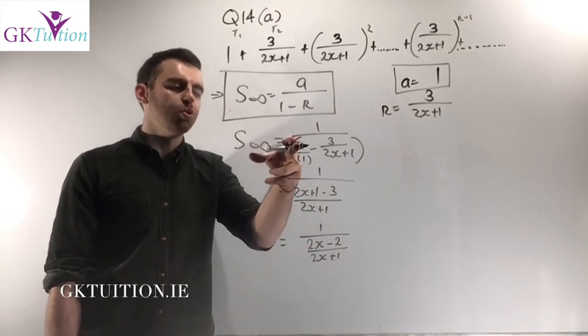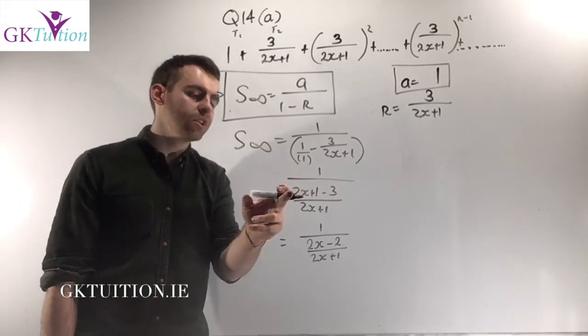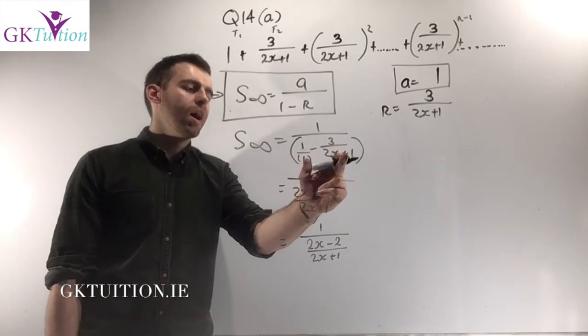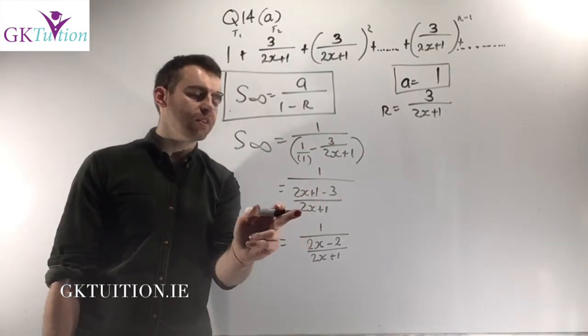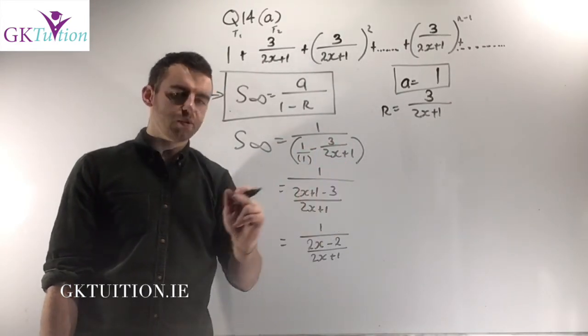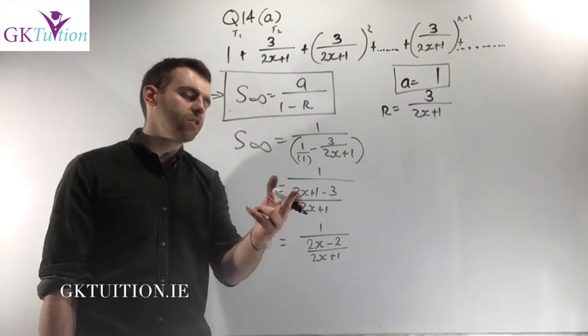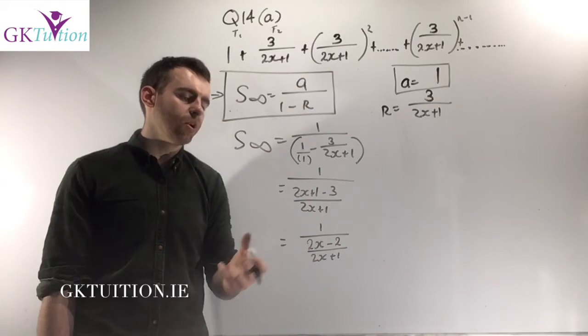So it's 2x plus 1 times the top of the fraction, which leaves me with 2x plus 1. And then I've got a minus in between them, and the bottom of this fraction divides into the common denominator once, so I'm just left with a minus 3. If I simplify that down, I get 2x plus 1 minus 3 is 2x minus 2.